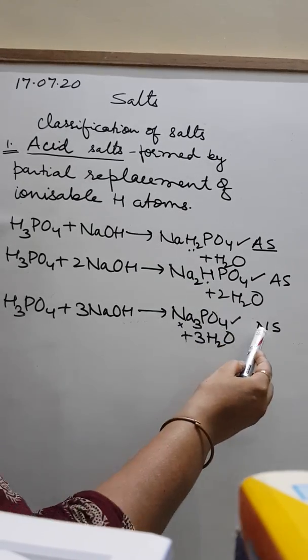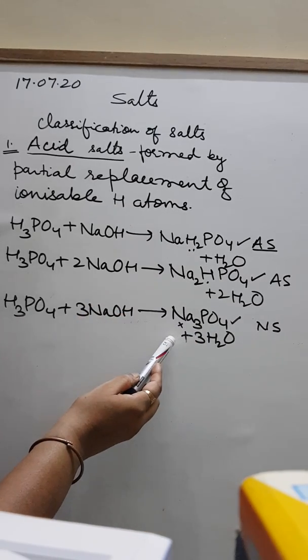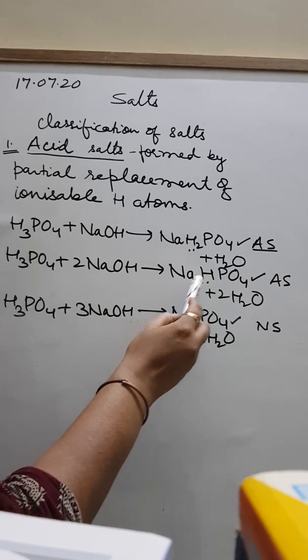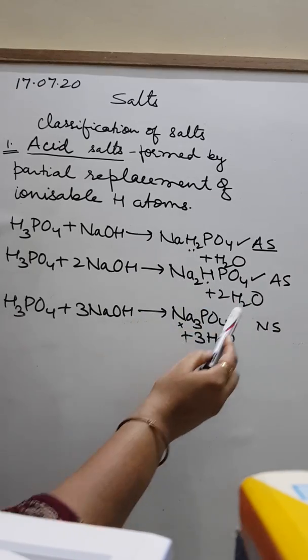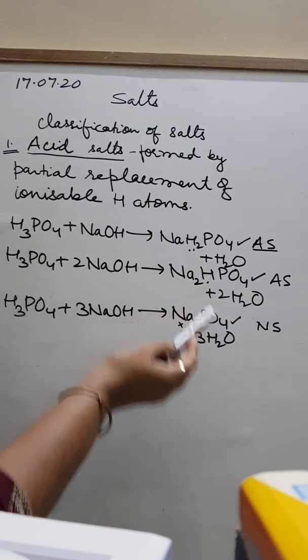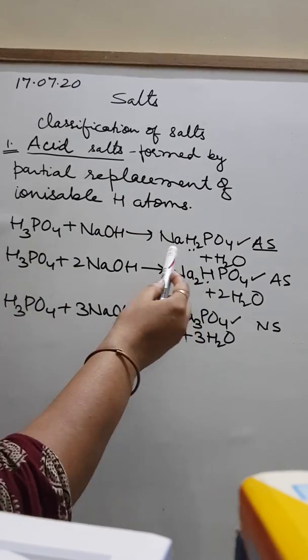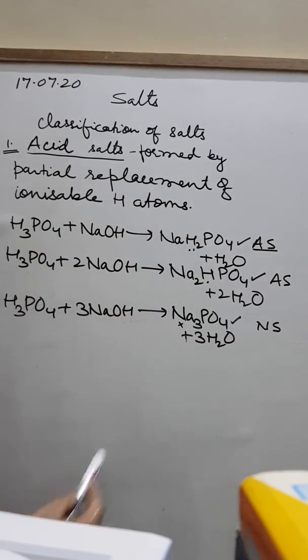This is an example of normal salt because there is no replaceable H, no ionizable H left of the acid. Here 1 H is left, so we call it an acidic salt. Here there are 2 replaceable H left, so it is an acidic salt. So these are some examples of your acid salts. They always have at least 1 replaceable H in their chemical composition.